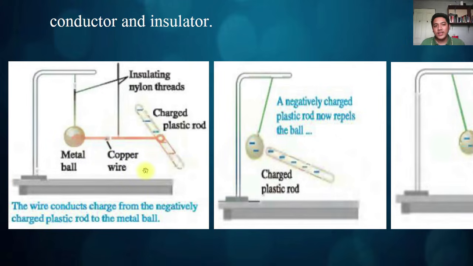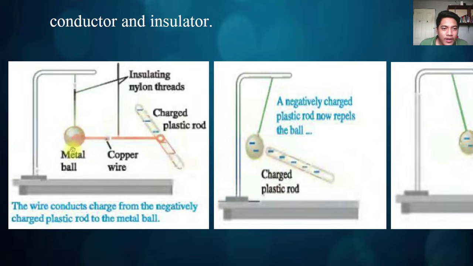So what happens is that since this is a negatively charged plastic rod, if we're going to put one end of the copper wire to this plastic rod and the other end of the copper wire to the metal ball, since copper is a conductor, of course, it allows the flow of charge easily from one region to another. So if we connect these two by this copper wire, the negatively charged particles of this plastic rod flow through this copper wire.